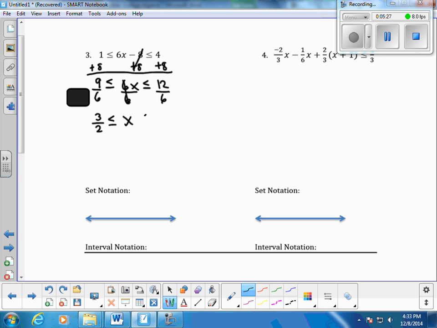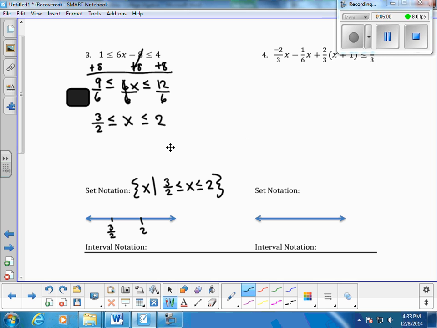We get x. So if I was to rewrite these, set notation would be all the values of x such that 3/2 is less than or equal to x, which is less than or equal to 2. Okay, it means this is approximately 1.5. You can put it in your calculator if you're not sure. So that means 3/2 would be over here and 2 would be over here.